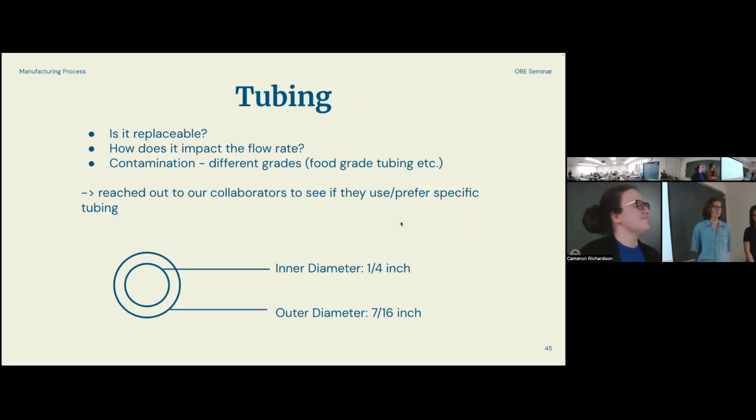So next we go into our tubing. As mentioned before, we had a contamination concern.